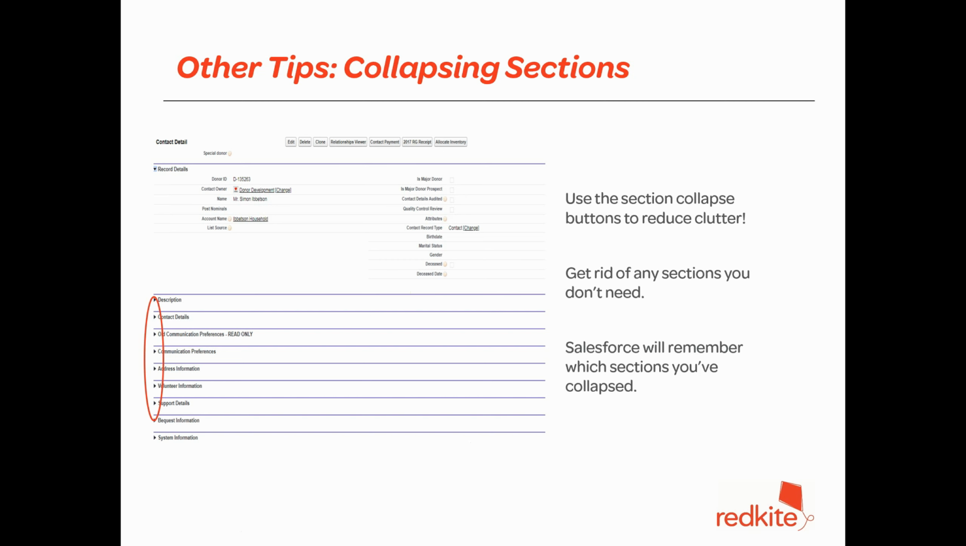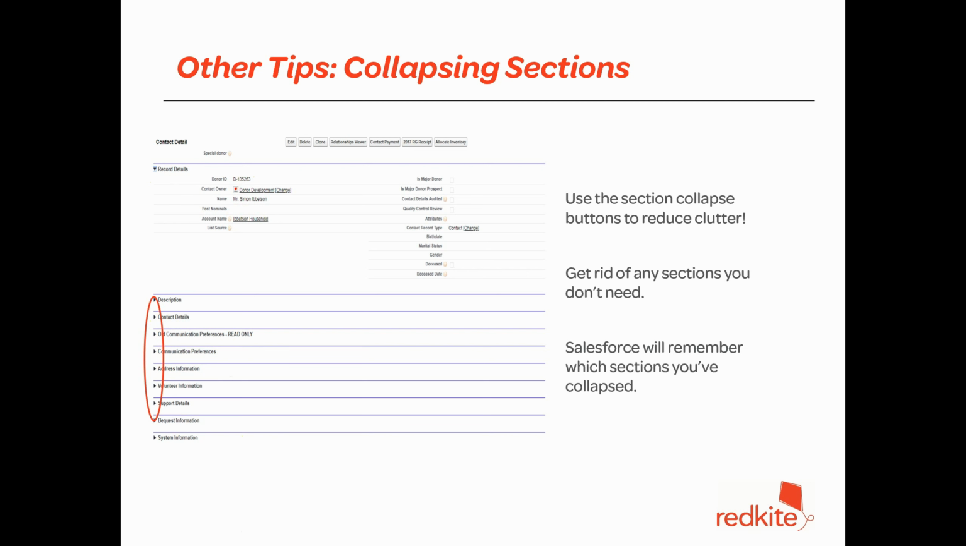This is just a general productivity tip. On the left-hand side, you'll see what they call a caret or a little triangle. Those triangles, if they're pointing down, means that's an expanded section. If they're pointing to the right, then that's a compressed section. All of these sections in the details page, the details part of the record, you can expand them or collapse them.